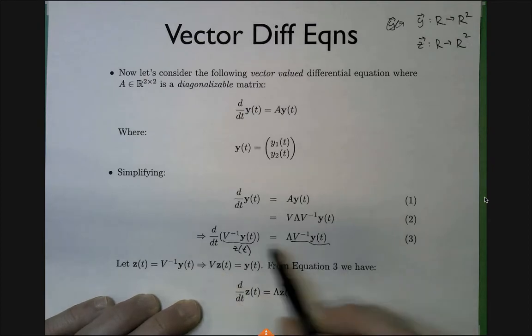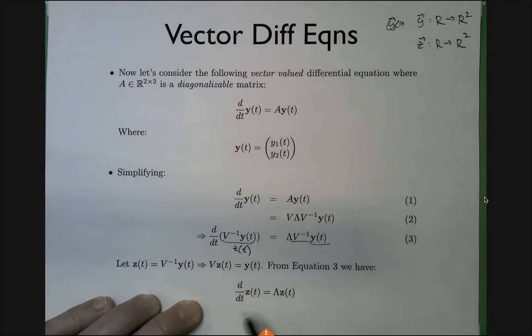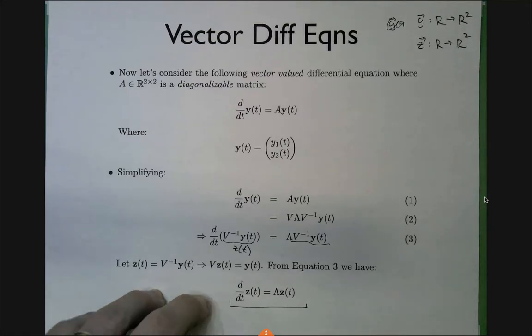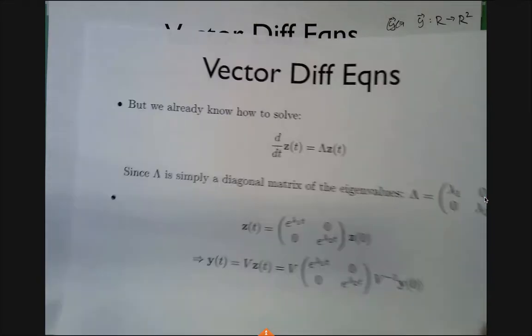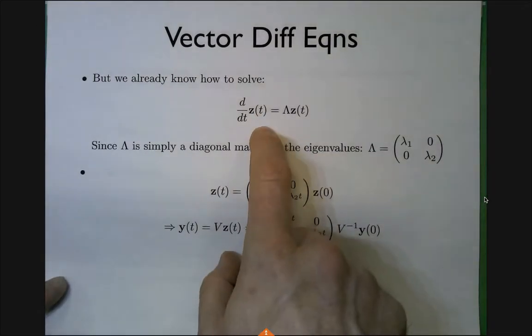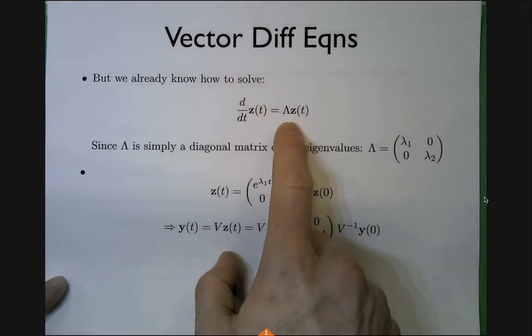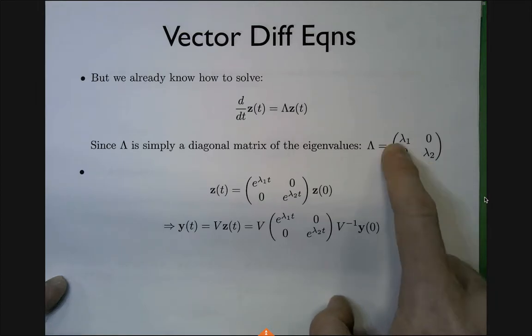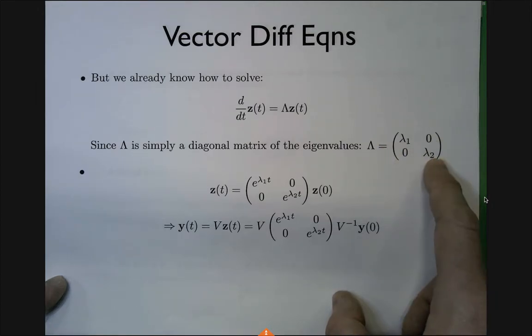So I have converted the original problem into a different problem: the derivative of Z is lambda times Z(t). But lambda now is a diagonal matrix, right? It's the matrix of eigenvalues. So this is actually the simple case, because in 2 by 2, lambda is just a matrix like this: lambda 1, 0, 0, lambda 2, okay?